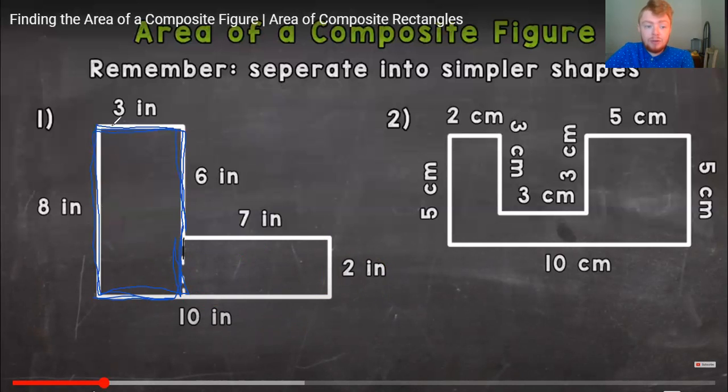So if we turned this rectangle into just this, the sides that we know for sure are this one and this one. So what's this side going to be now?